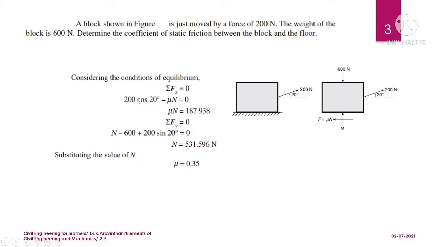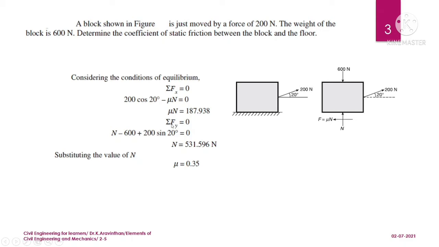So plus 200 cos 20, and the frictional force will be acting in the negative direction, that is minus mu N. So minus mu into N. The constant is mu N here, and this is the unknown. So you can take this outside, and mu N will be 200 cos 20, that is 187.938. So this will be your mu N.